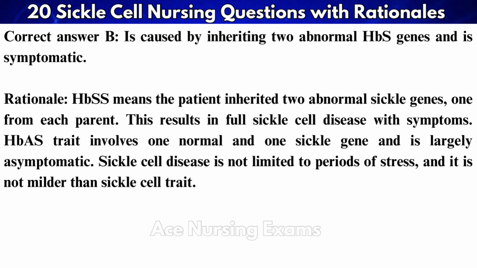Is caused by inheriting two abnormal HbS genes and is symptomatic. HbSS means the patient inherited two abnormal sickle genes, one from each parent. This results in full sickle cell disease with symptoms. HbAS trait involves one normal and one sickle gene and is largely asymptomatic. Sickle cell disease is not limited to periods of stress, and it is not milder than sickle cell trait.